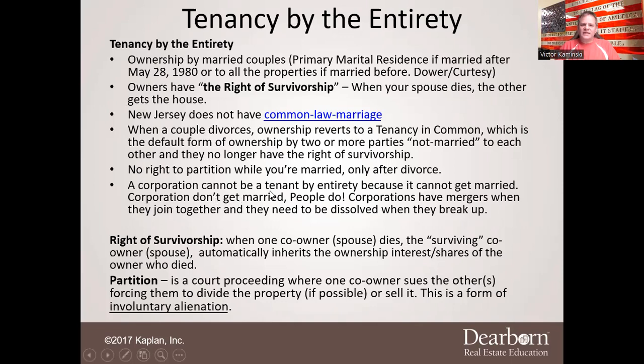And corporations can never be a tenant by the entirety. Why? Because corporations don't get married. People do. When corporations get together, they have mergers, and when they break up, they dissolve that relationship. So the married couples have the right of survivorship. When they get divorced, they no longer have it because now they're tenants in common. Married couples do not have the right to partition a property, but when they get divorced and they become tenants in common, they do. But while they're married, they're considered tenants by the entirety.